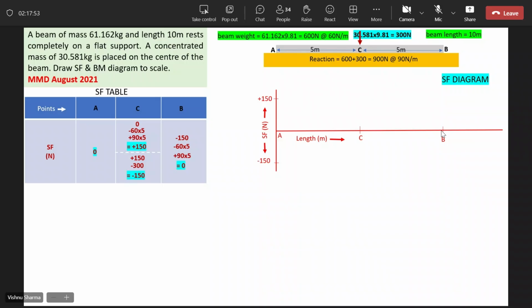Done, sir. Okay, very good. Is this the SF diagram you got, guys? Yes, sir.